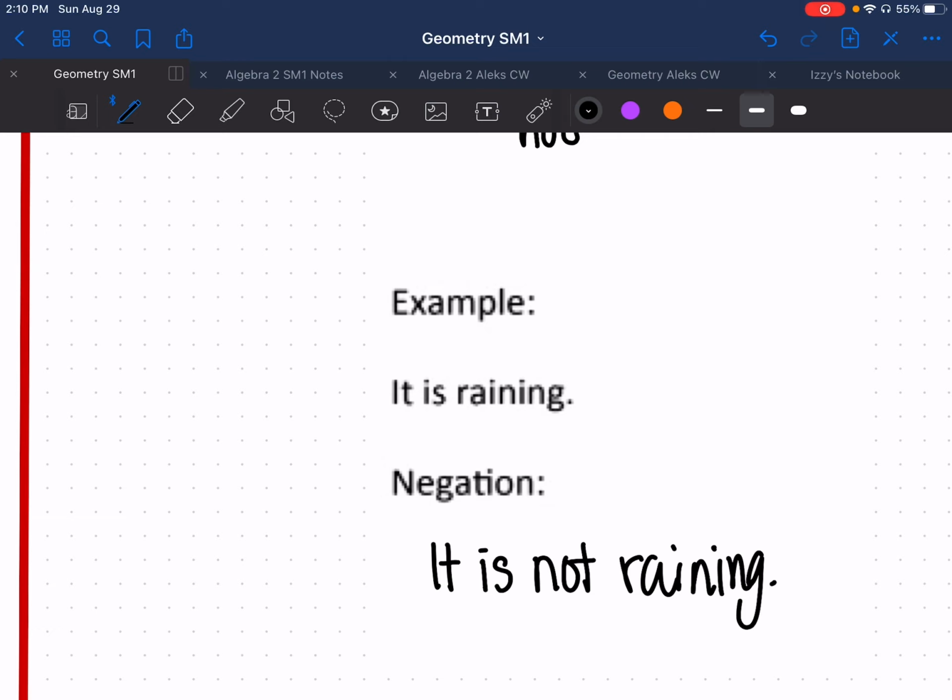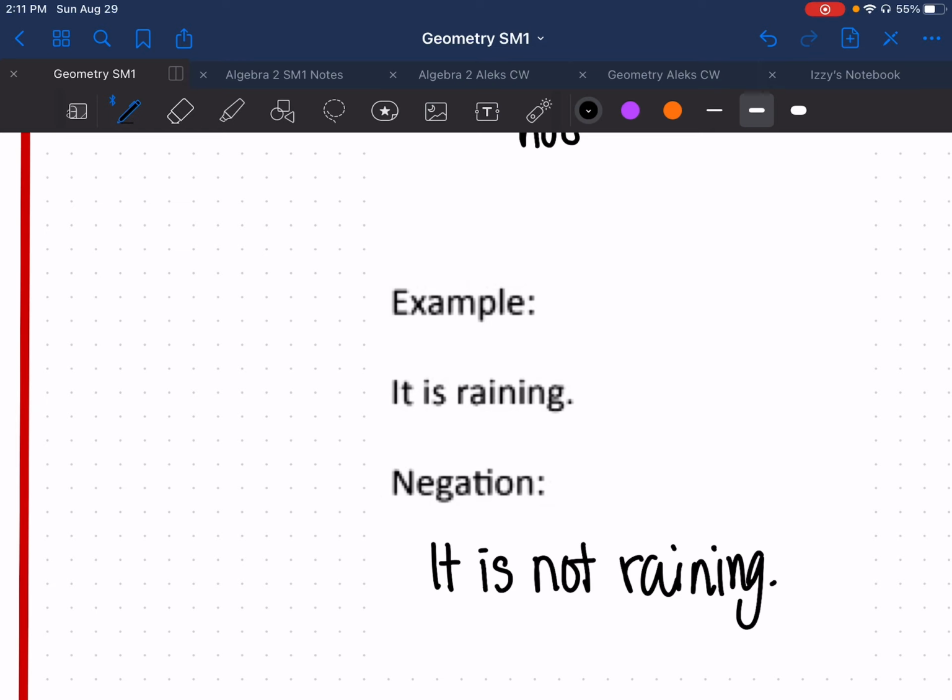I need to use the words it is and raining. I simply need to negate the fact that it's sunny outside and it's not raining. So I don't know what it is outside, but I know for sure that it is not raining. It could be cloudy, it could be snowing, it could be windy, but it's not raining. Okay, maybe not a hurricane.